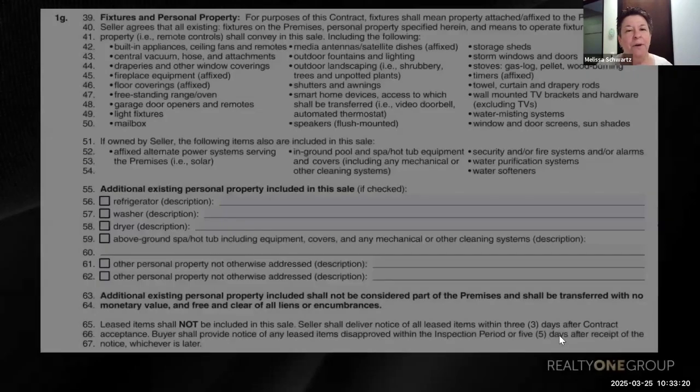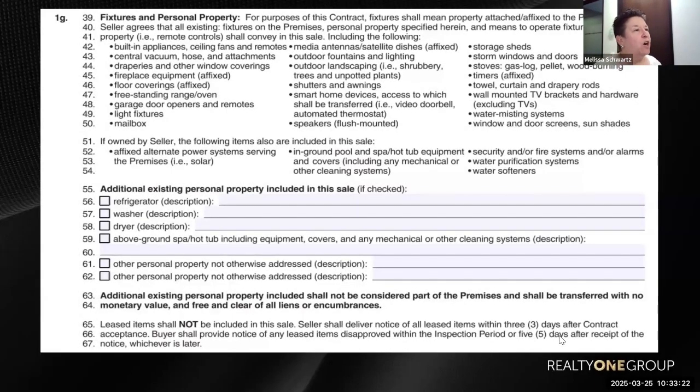Let's see. Then we jump in our contract to fixtures and personal property, right? I didn't have a way of trying to make this smaller. So you can tell from 39 to 67, actual fixtures of personal property, and then leased items, things that are personal property, otherwise not otherwise addressed. You got a couple of blank lines. Refrigerator, washer, and dryer, it asks for a description. What is really the preference for that? What should you try to put down there?